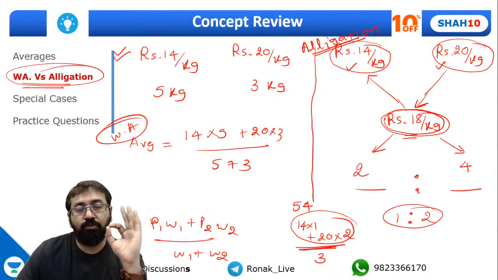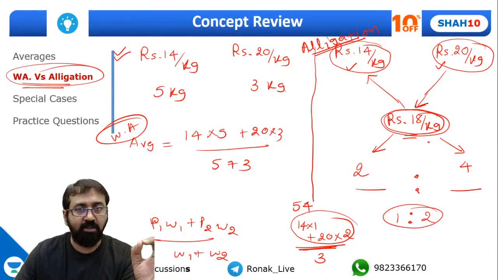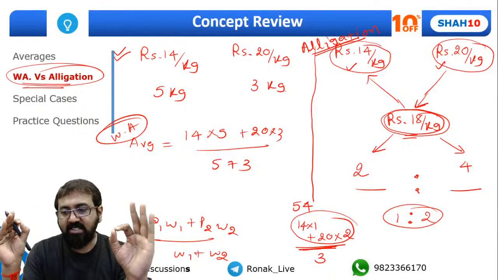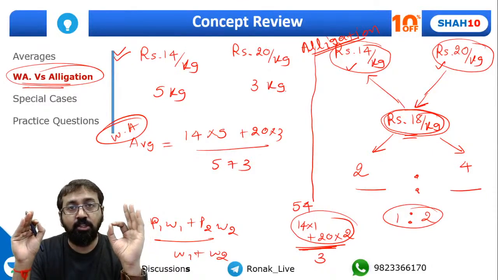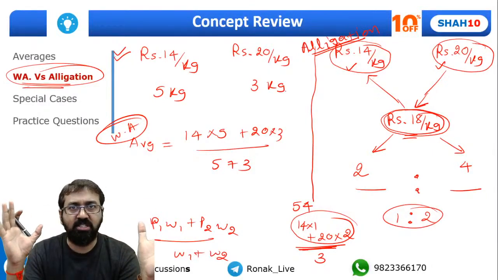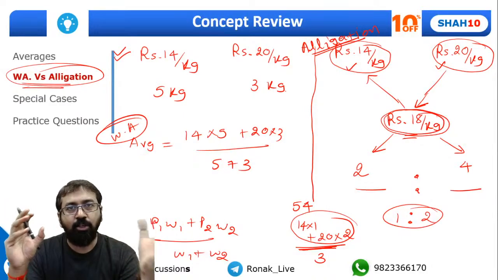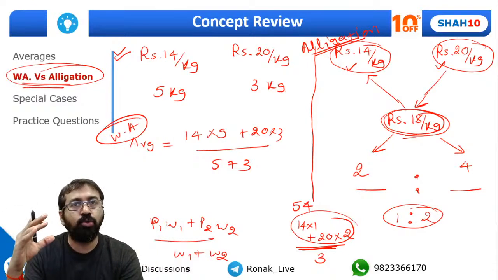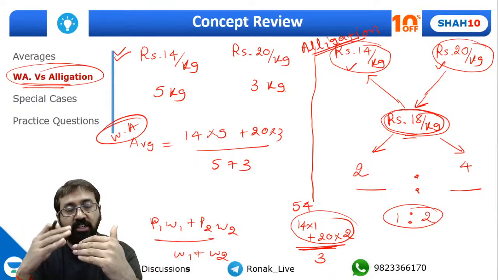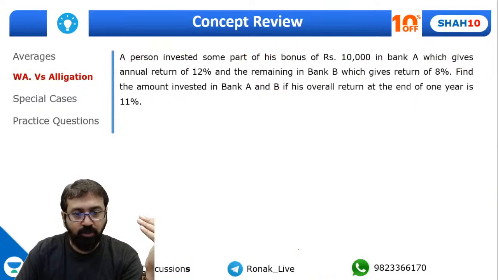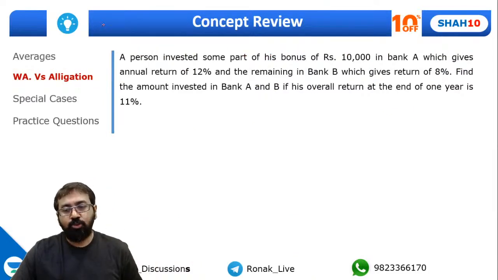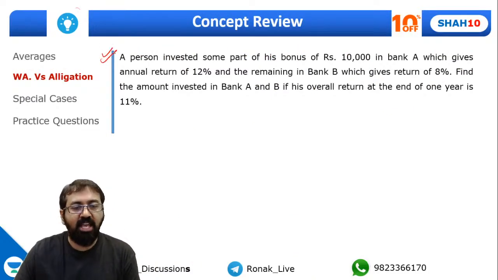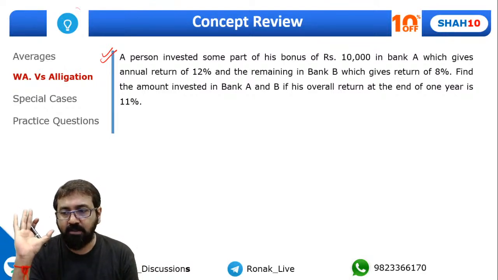So this is how we can use the rule of alligation. The only thing you need to understand is that the rule of alligation is used in many different situations. It's not necessary that you use it only when you are mixing two different varieties of wheat or when you are mixing milk and water. It is used in wide situations. One of them is over here. So let's quickly understand this situation. Everyone, are you all clear with this rule of alligation? Show me a thumbs up.